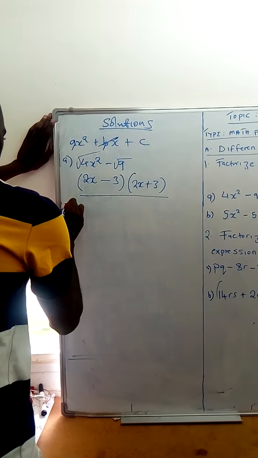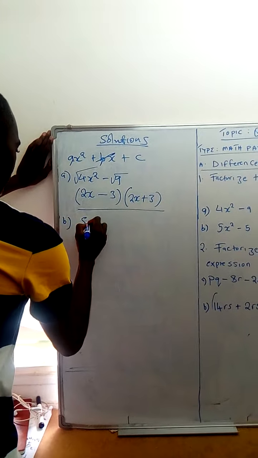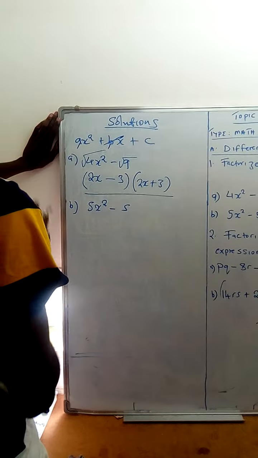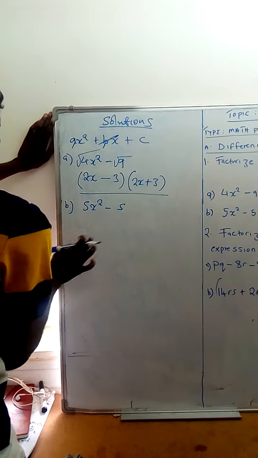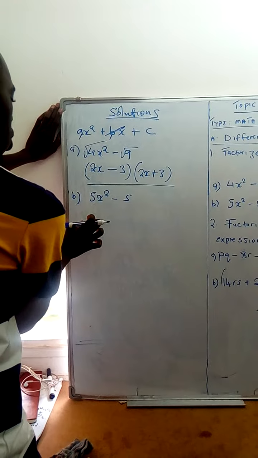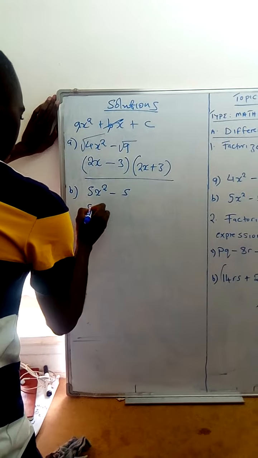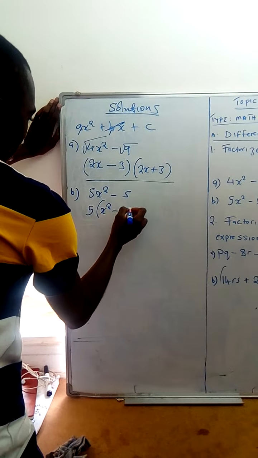Okay, we can also do the same for b. For b, we have 5x squared minus 5. Because there are only two terms, you don't follow the normal procedure. You ask yourself, do I have anything common between this term and this one? And the answer is yes. 5 is common, so you factorize normally, and you remain with x squared minus 1.